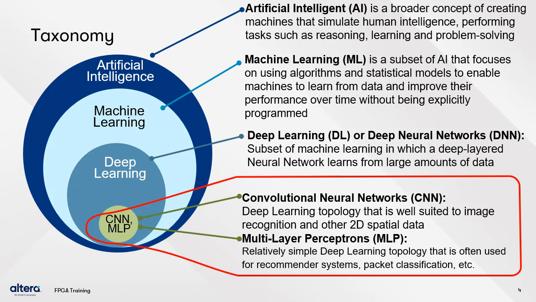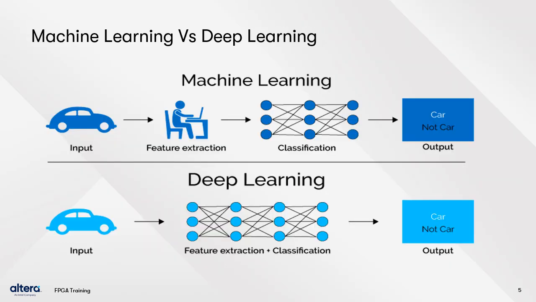Deep learning, or deep neural networks, is a subset of machine learning in which a deep layered neural network learns from large amounts of data. Deep learning algorithms are neural networks with many layers. The FPGA AI Suite currently solves the space of convolutional neural networks and multi-layer perceptron models. Deep learning models are trained using large amounts of data and algorithms that are able to learn and improve over time, becoming more accurate as they process more data. This makes them well suited to complex, real-world problems and enables them to learn and adapt to new situations.